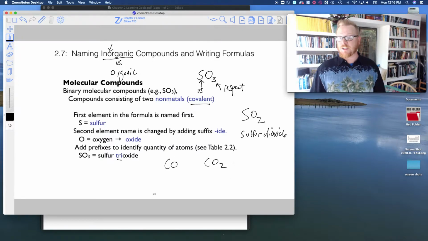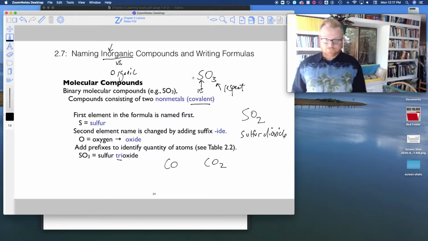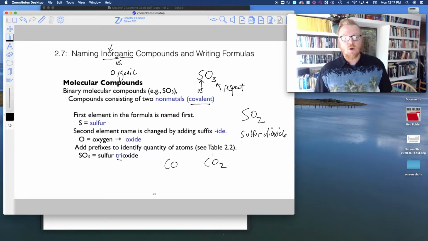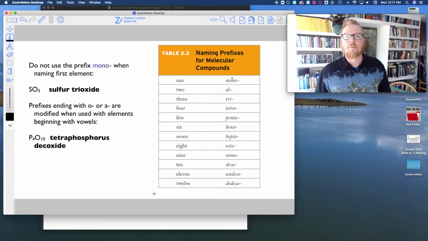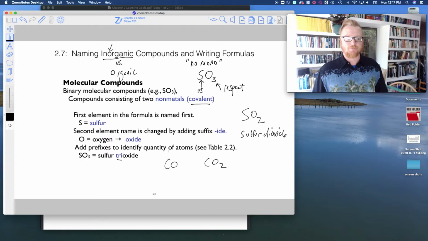I'll give you another one, 2 examples that you already know: CO and CO2. And note, on the very first element name, if there's only one of them present, we don't say mono. Here's this list: 1 is mono, 2 is di, 3 is tri, etc. But let me just back up for 1 second. We don't say monosulfur trioxide. So it is implied with the first element, no mono.